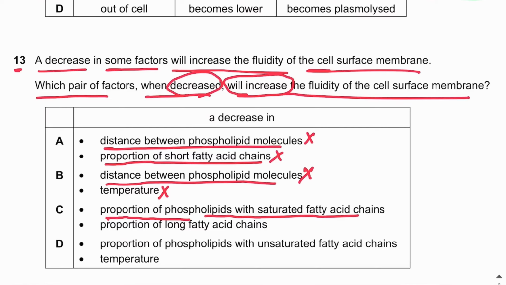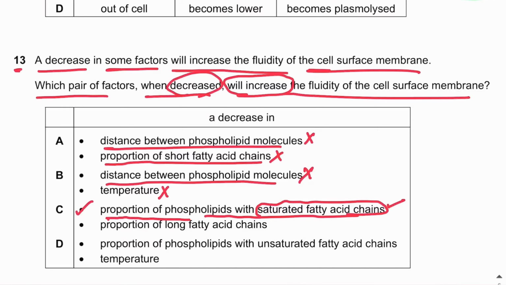If we decrease the proportion of phospholipids with saturated fatty acid chains, this will increase the fluidity. Why? Because the saturated fatty acids normally decrease the fluidity. So if you decrease the saturated fatty acids, it means you're increasing unsaturated fatty acids, and this will increase the fluidity. So this is true, because we need to decrease a factor that increases the fluidity, right? So if you decrease the proportion of phospholipids with saturated fatty acid chains, it means you're increasing the proportion of phospholipids with unsaturated fatty acids, and that will increase the fluidity.